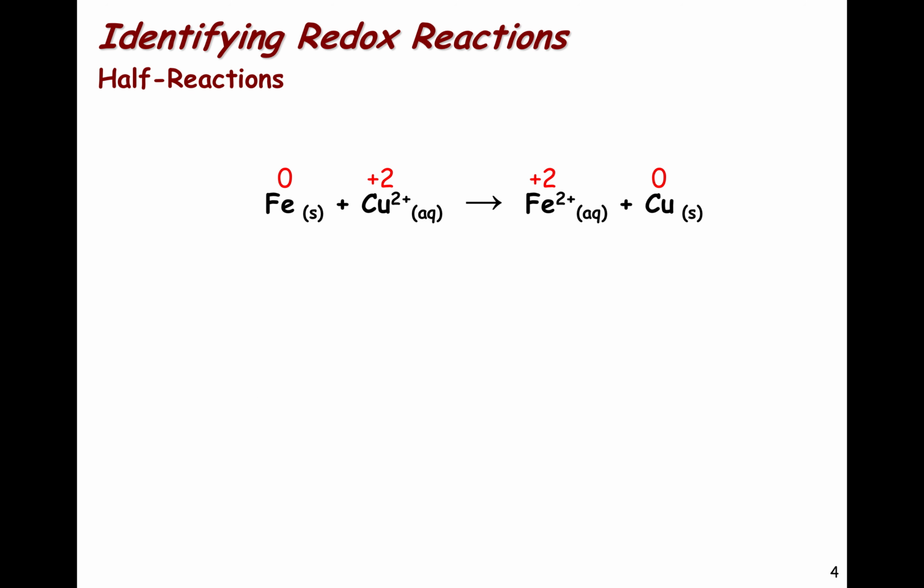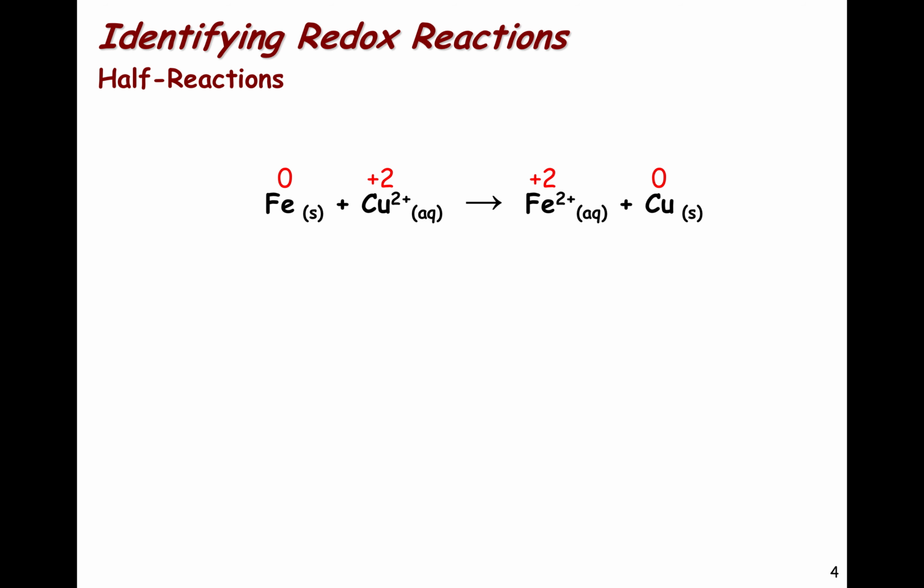As another example of a redox reaction, we see here the reaction between iron metal and copper 2 plus ions in aqueous solution. In this case, the products are iron 2 plus and elemental copper. So in this case, we have assigned our oxidation numbers. So iron metal is in its elemental form, so it has a 0 oxidation number, whereas the copper 2 plus ion has a 2 plus oxidation number.